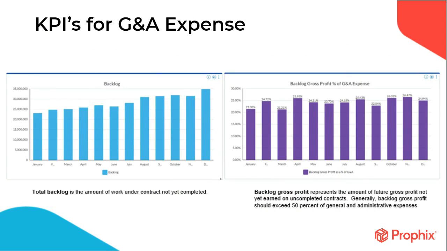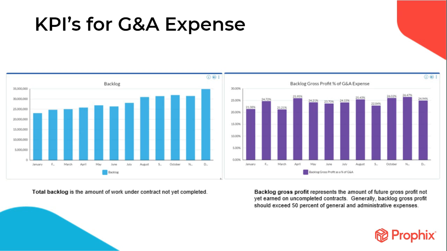And then KPIs for G&A expense. All contractors should be watching their backlog to make sure they're growing to drive revenue growth, or if it's falling, making appropriate cost-cutting measures now to align to the new measures of work. So you need to be looking at the backlog in a lot of different ways.